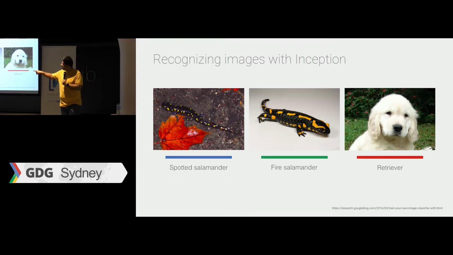On the left and the middle image there, what you're seeing are two different salamanders. But the model is able to actually distinguish between a spotted salamander and a fire salamander. On the right-hand side, you've got a dog, but we don't just stop at dog. We tell you that it's a retriever. We tell you what type of dog it is. So Inception is available now. You can go ahead and grab the pre-trained model and run it against your own services if you have that kind of functionality.